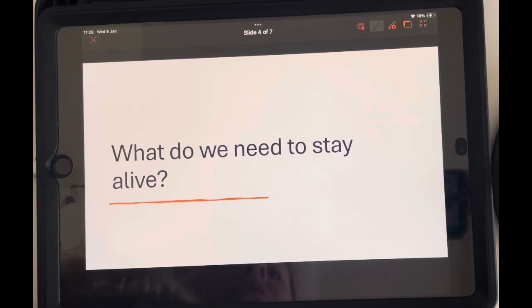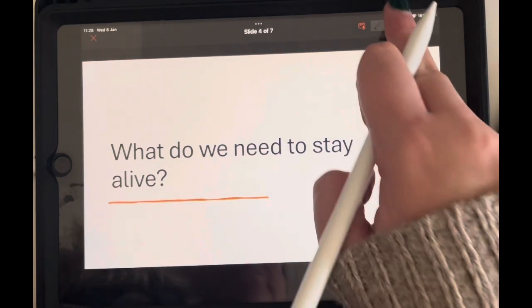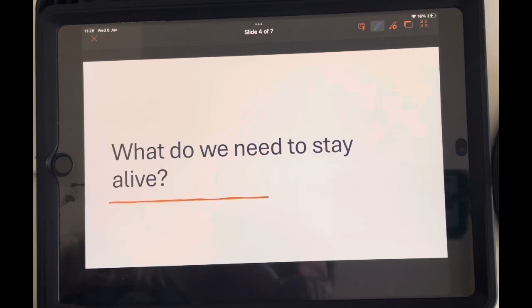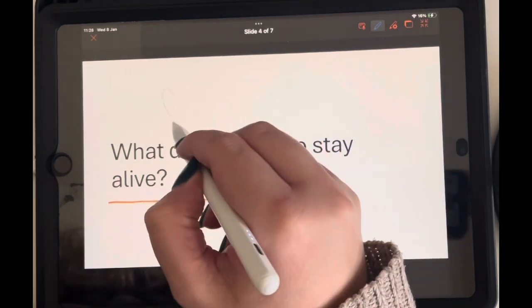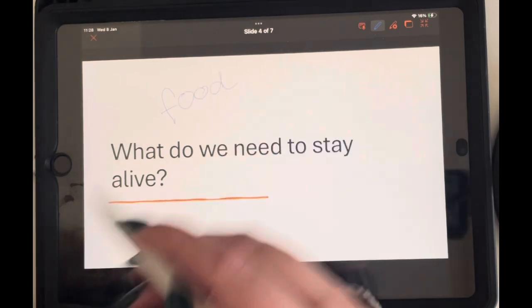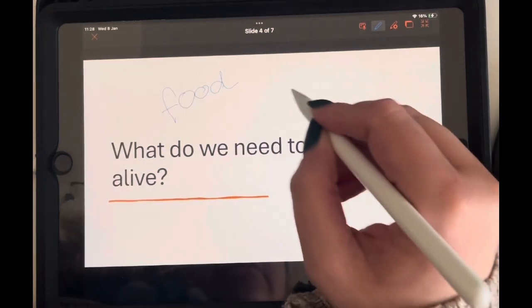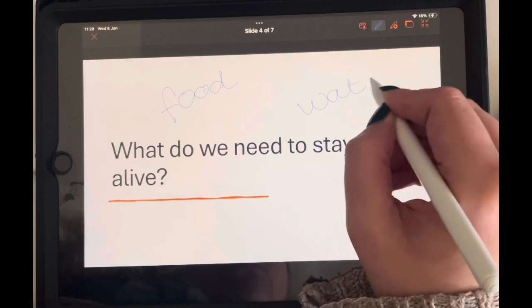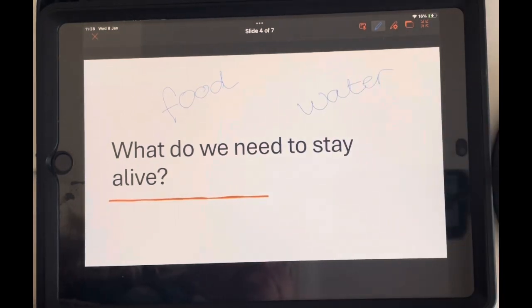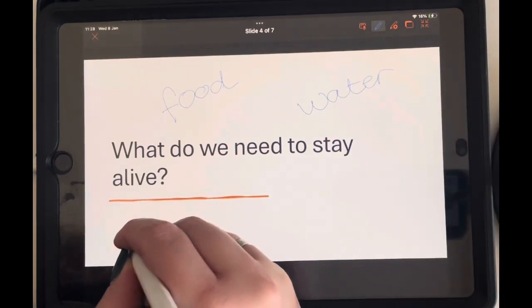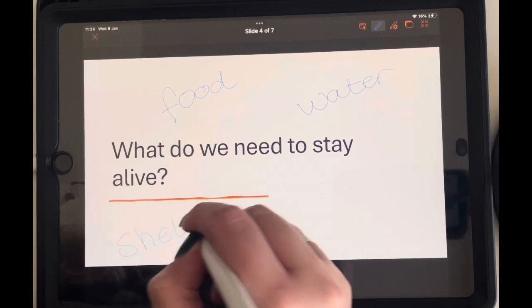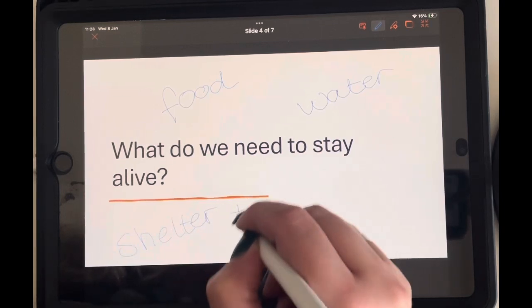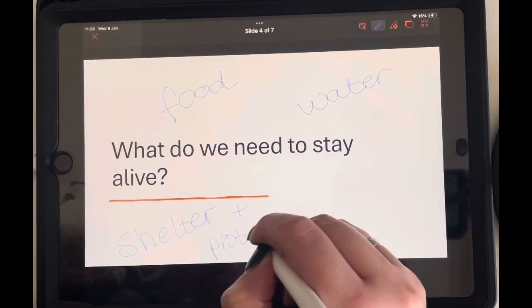So as humans, what do we need to stay alive? We've obviously talked about our homes having shelter and protection. But what do we actually need to stay alive? We might need food. What about water? We could put shelter on there because we talked about our homes and how important that is. If I put shelter and protection, because that's what we spoke about.